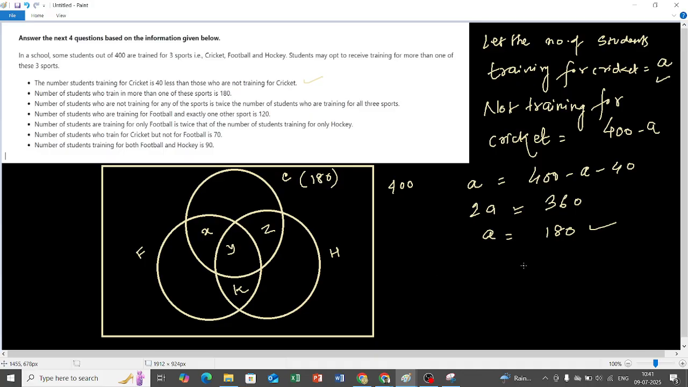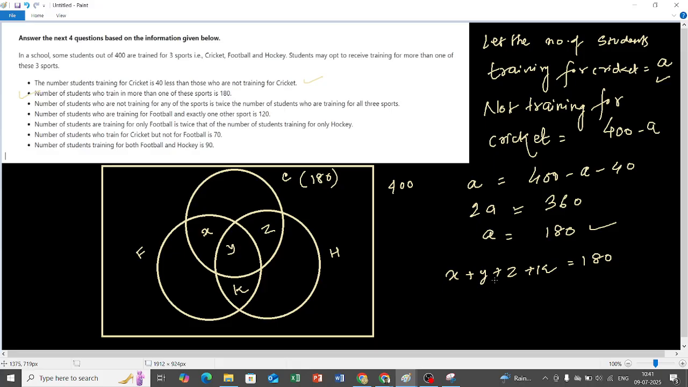Now statement number 2: the number of students who train in more than one of the sports. More than one of the sports means what? x plus y plus z plus k, right? x plus y plus z plus k is how much? 180. This is according to instruction number 2. More than one sport means it can be 2 or it can be 3.